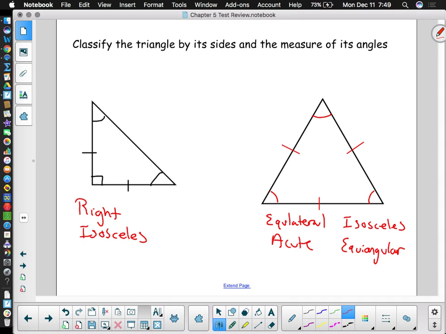So equilateral triangle is a special one. It's the only one that has more than 2 names. Mostly it's like acute scalene or something, just 2 names, one for sides, one for angles. That's the special case.